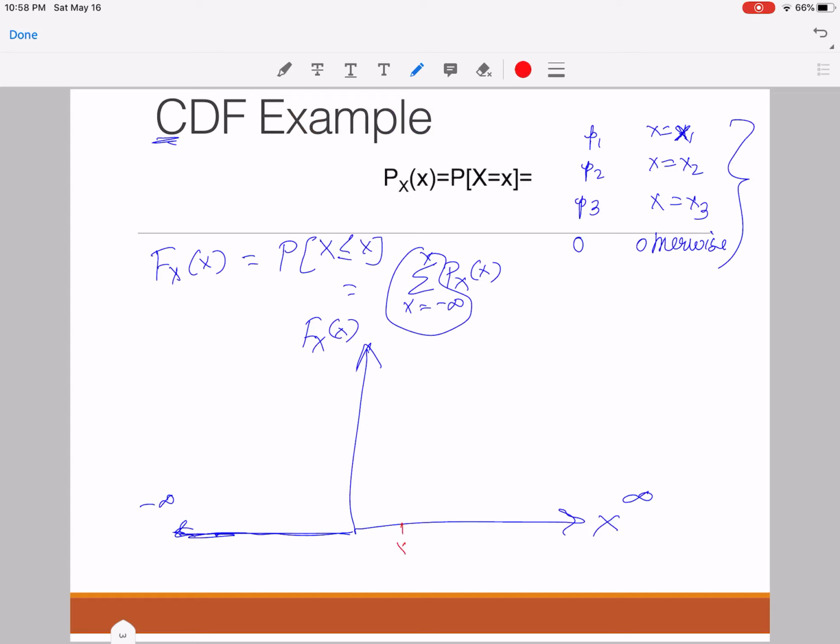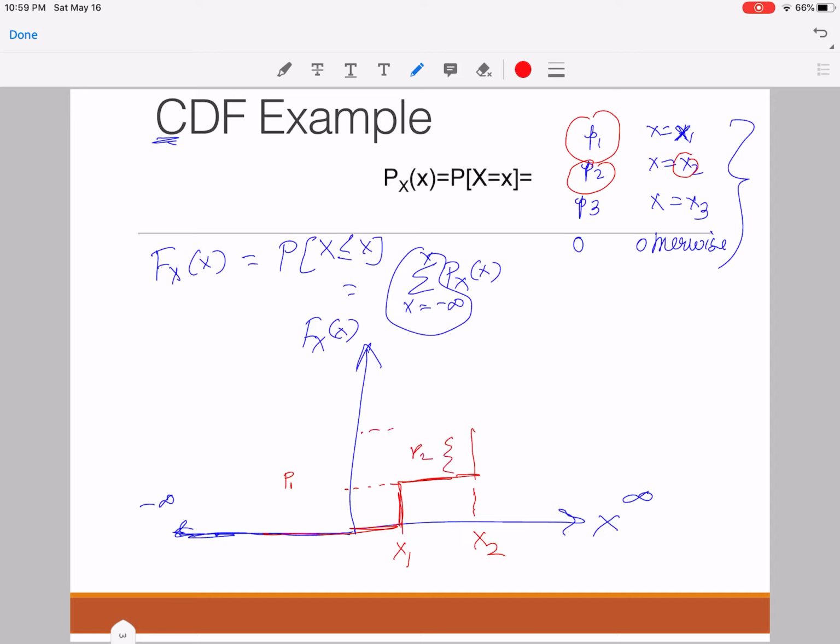So at value x1, this CDF is going to make a jump. Specifically, it's going to jump by an amount which is equal to the probability that random variable X is equal to small x. So at this point, the value of the CDF is P1. Then it is going to remain stable until the next point, x2, at which point this CDF is going to jump again by an amount equal to the probability that random variable X takes on x2. So the jump amount is going to be equal to P2.